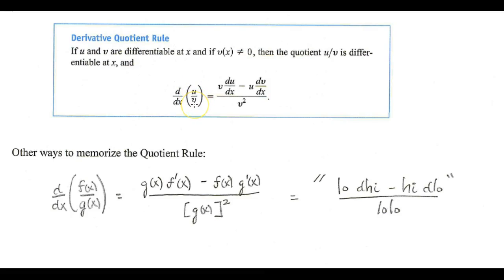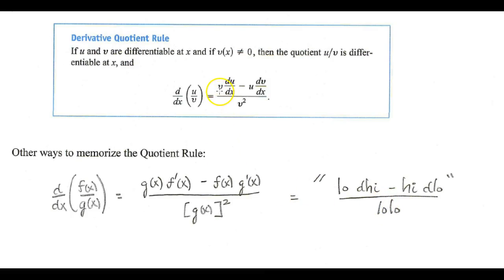U divided by V. The last example, we had the product rule, U times V. Well, this is U divided by V. Okay, so it's this formula, and I don't ever memorize it this way, v du/dx minus u dv/dx over v squared. I actually use this little memory device, right? This little memory device right here I wrote in quotes. It's low d high minus high d low over low low, or some people will say low squared, right?